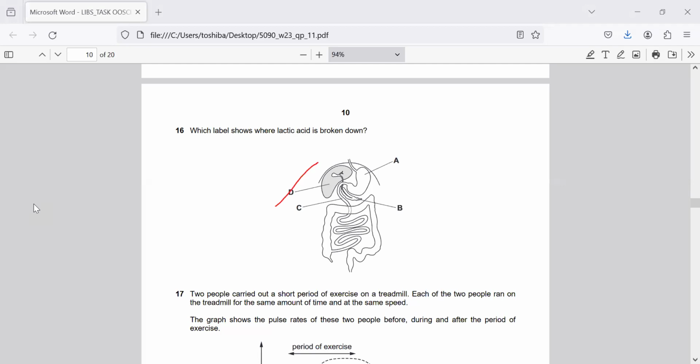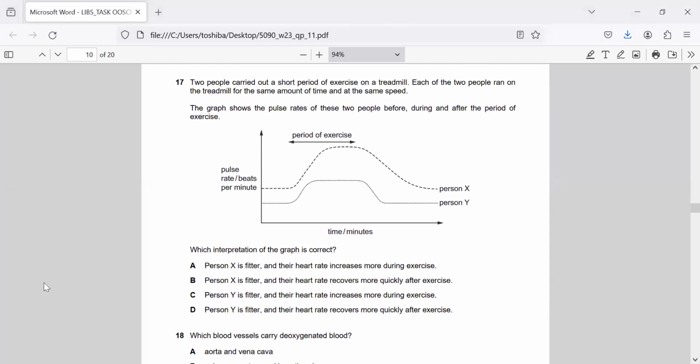Then question number 17 says two people carried out a short period of exercise on a treadmill. Each of the two people ran on the treadmill for the same amount of time and same speed. The graph shows the pulse rate of the two people before and after the period of exercise. Two people, they are running, X and Y. They did the same amount of exercise at the same speed. Before exercise, their pulse rate. This is the period during exercise. What is their pulse rate? It increased. What interpretation of the graph is correct?